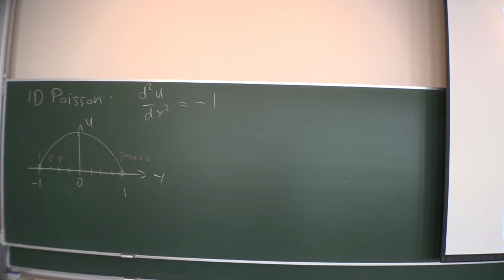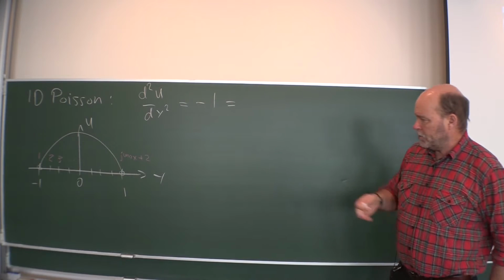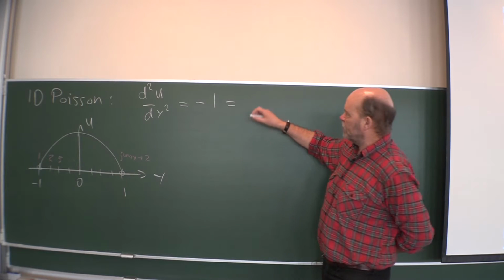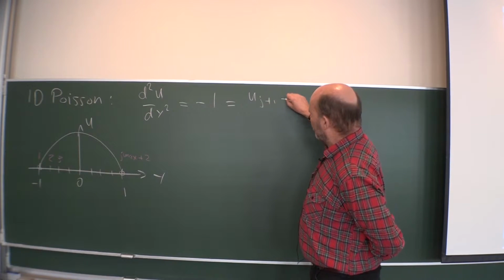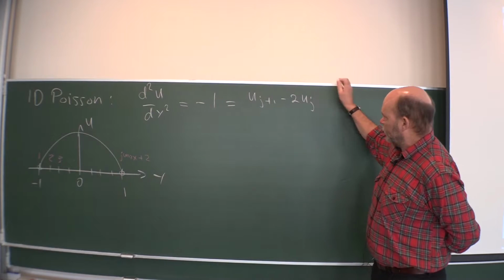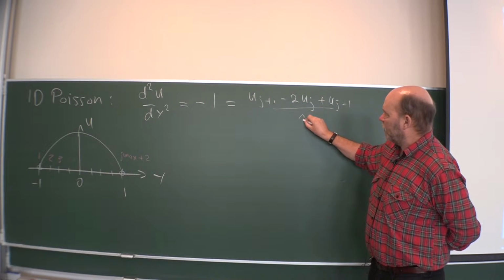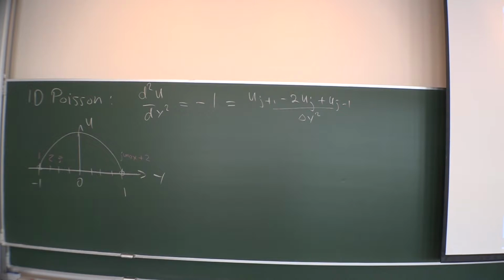Okay, make a discrete version of the partial differential equation. And with the numbers here, using J in the y direction, this then equals U, and you have J plus 1, minus 2 times center point plus J minus 1 divided by delta Y square. So that is my recipe, and we are now going to solve that one.